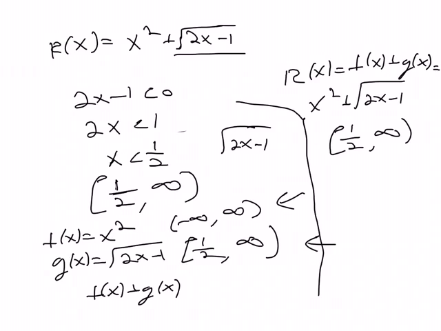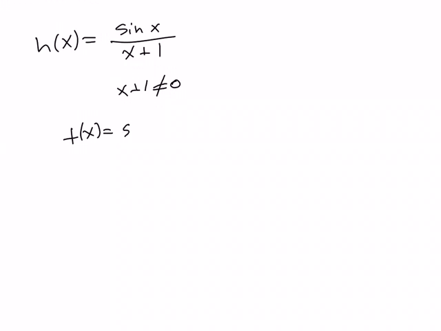Okay, let's now look at problem 24, which says h of x is equal to sine x over x plus 1. Okay, so let's first assume, like we did before, that x plus 1 does not equal 0, and we'll take f of x equals sine of x, and g of x equals x plus 1. Right, we're going to do that.